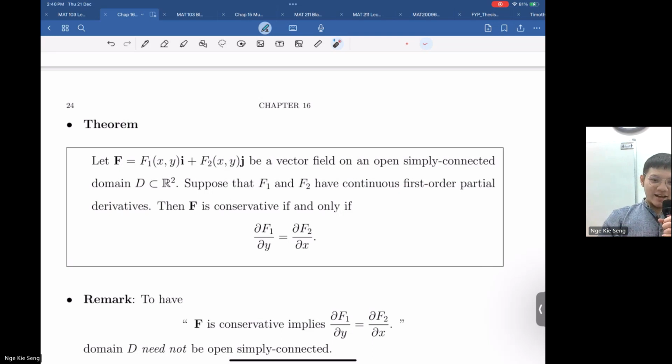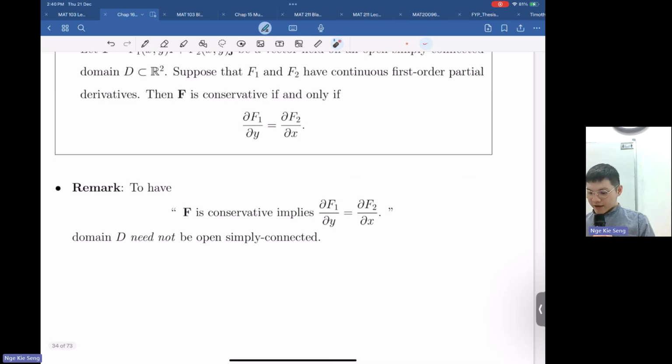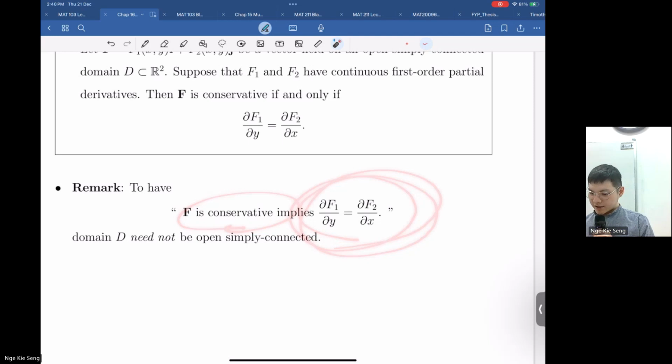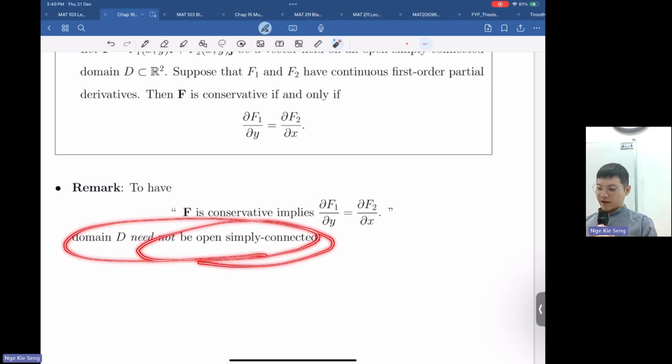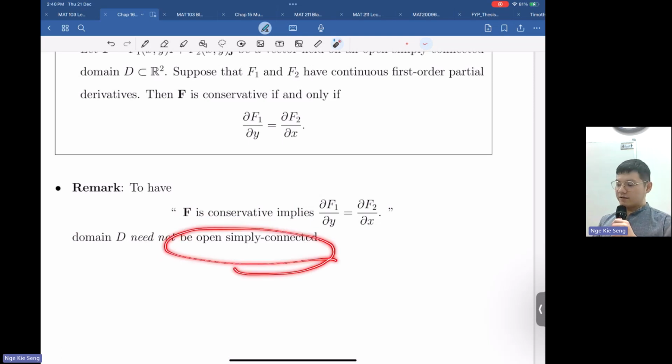Okay, but you will see that all our questions are on open simply connected domains. You will notice this. Remark: f is conservative implies this equation here, del f1 over del y equals del f2 over del x. But one direction you don't need the condition, but the other direction you need it. The other direction you need open simply connected.